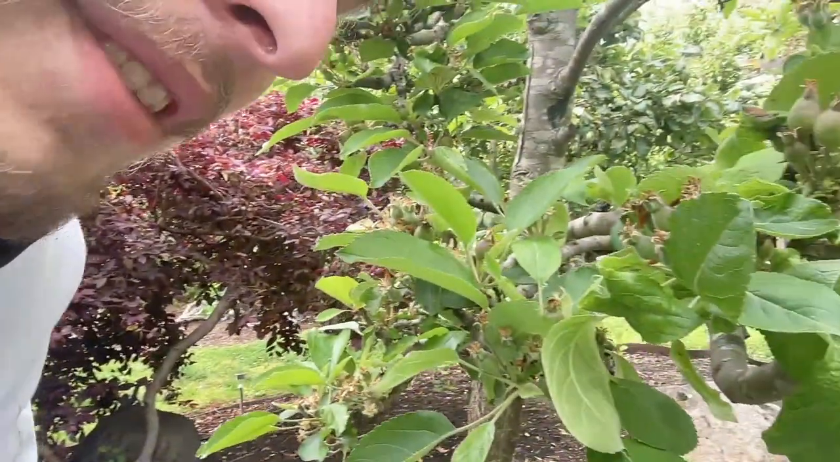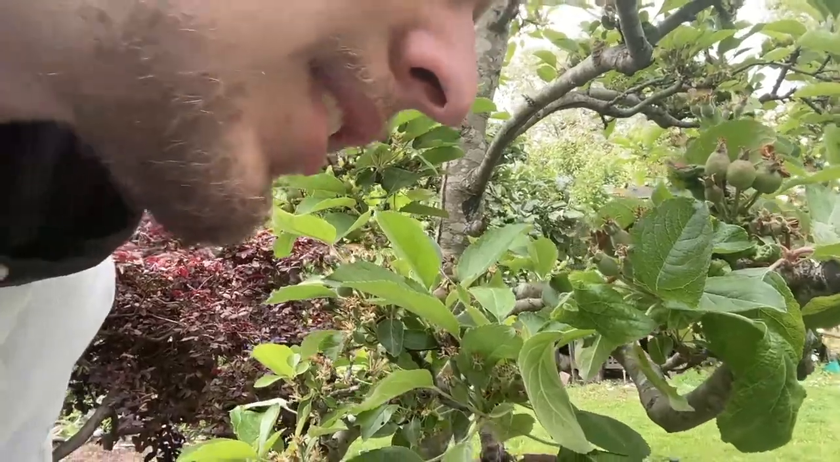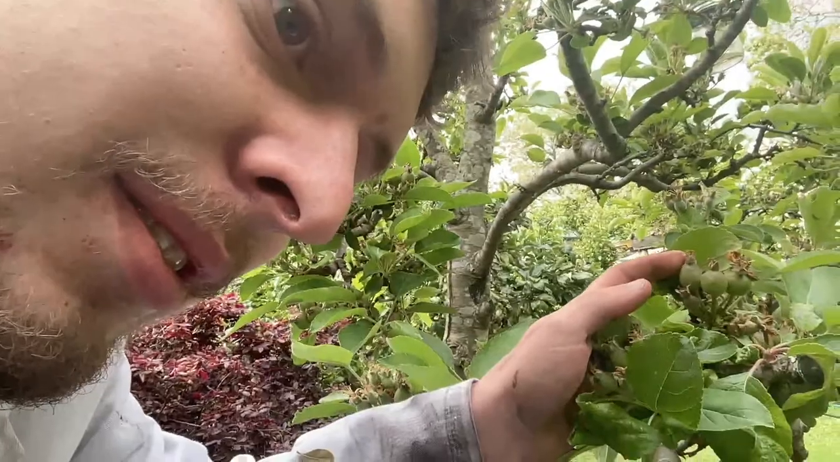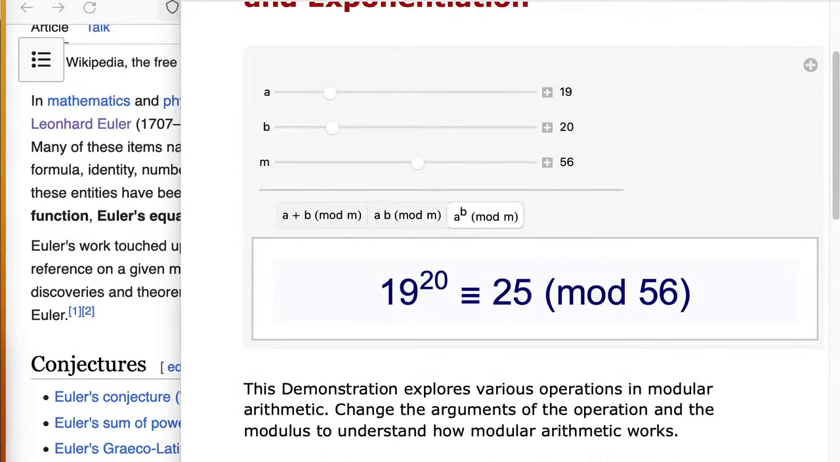It's hard to get a good view of them. See those little apples? Those are tiny little apples right there. These things. So, that is what we get for our garden peek today.